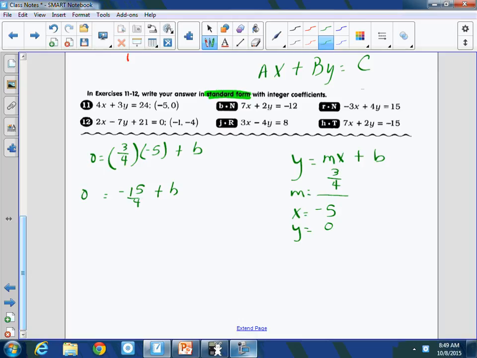Plus b equals 0. And then I got to move that to the other side, or say plus 15/4, right? So what's my b? I have to put it in. Now I have my m, and I have my b. Now I plug it in over there and then I change it to standard.